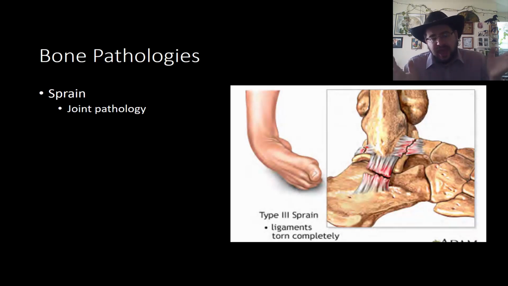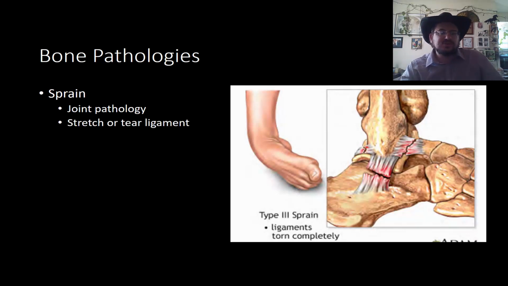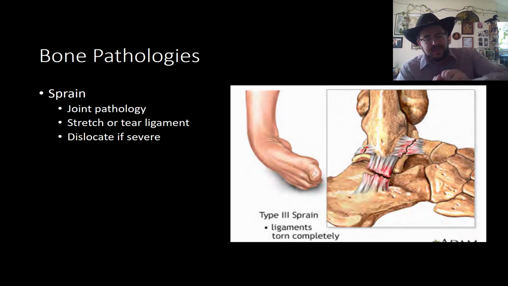So ankle sprains are when your ankle rotates too far and it pulls on these ligaments stabilizing it, stretches them out, and if it pulls far enough, it can even rip or tear those ligaments. So it'll stretch or tear the ligaments. If it's severe enough, if you tear enough ligaments, you can actually dislocate the joint, where the bones are no longer properly jointed together.